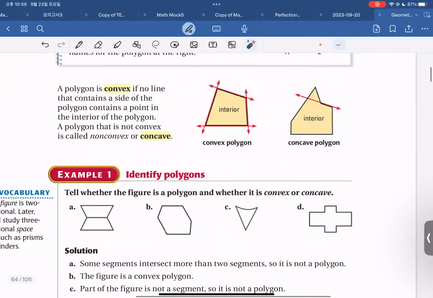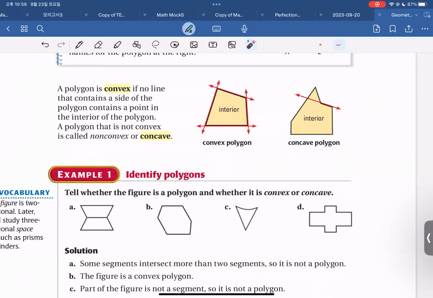So what is a main property of a polygon? They're convex if no line that contains a side of the polygon contains a point in the interior of the polygon. The polygon that is not convex is called non-convex or concave. Basically, a convex polygon is something like, even if you cross lines in the polygon like this, there's still no point inside the polygon, right? And a concave would be a figure like this, where if you cross a line, there will be a point inside, and this would be the difference between concave and convex.